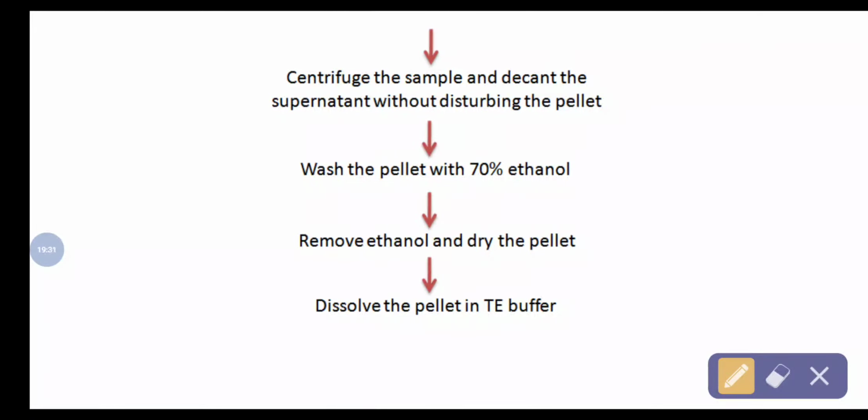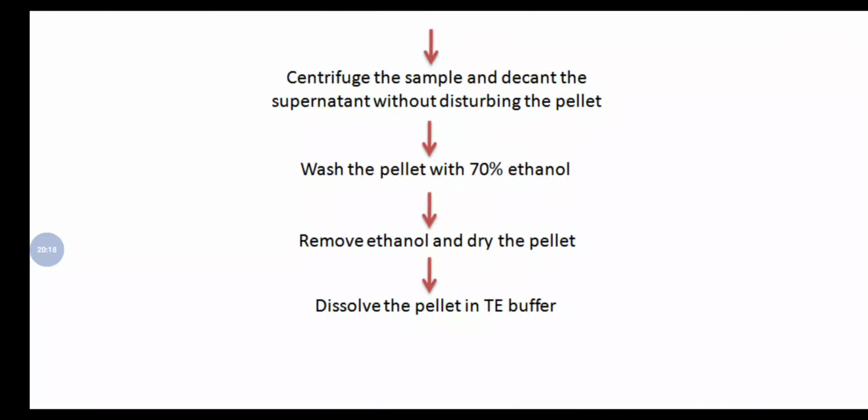After that, when you have your pellet, you will wash the pellet with 70 to 80% alcohol. After washing, you will remove the ethanol and dry the pellet. Remember, the pellet should not be dried fully. You should just dry the pellet enough to remove the excess ethanol. Now when the pellet is dried, you will dissolve it in the TE buffer, that is Tris EDTA buffer, to maintain the DNA in a preserved form. So this is how you are going to extract DNA from a plant cell.